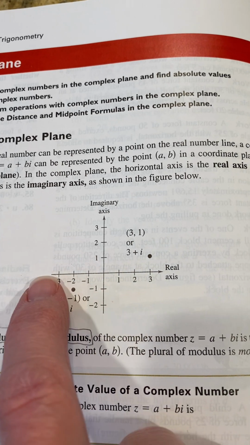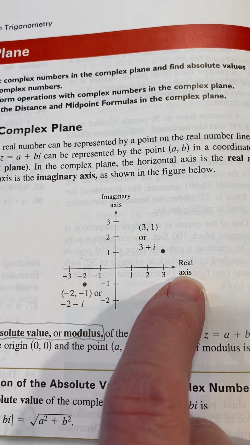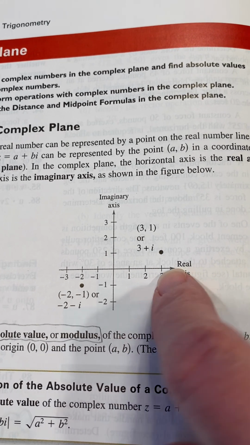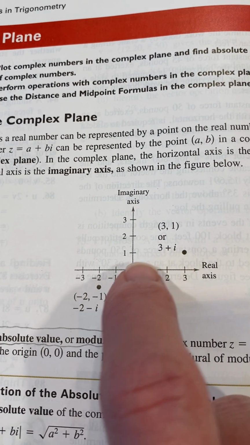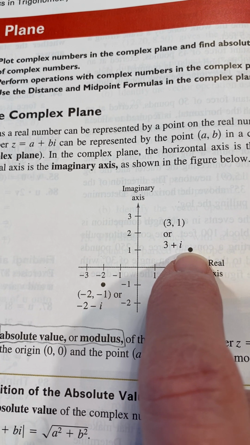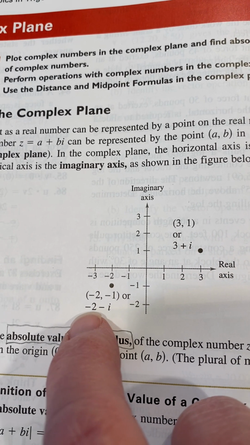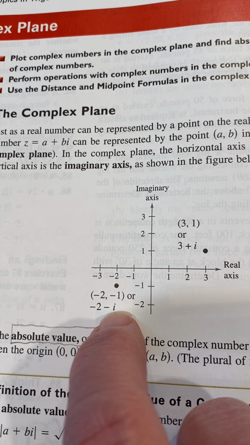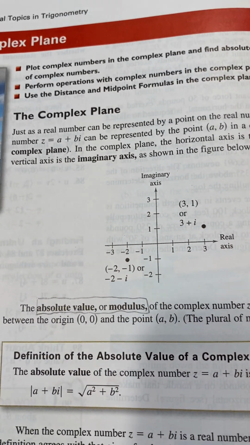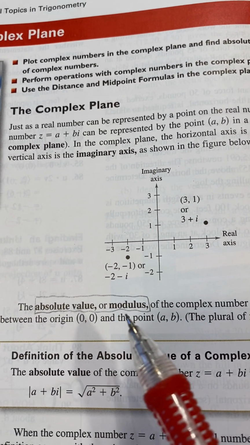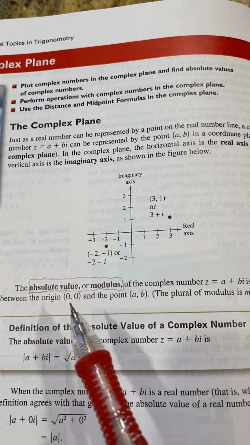Okay, how are we going to graph this? Well, instead of calling this the x-axis, it's the real axis. So this is what you would count for the a part, and this is the imaginary axis. So the number 3 plus i would be over 3 and then up 1 because the b would be a 1 there. The number -2 comma -i would be to the left 2 and then down 1 because b is a -1.